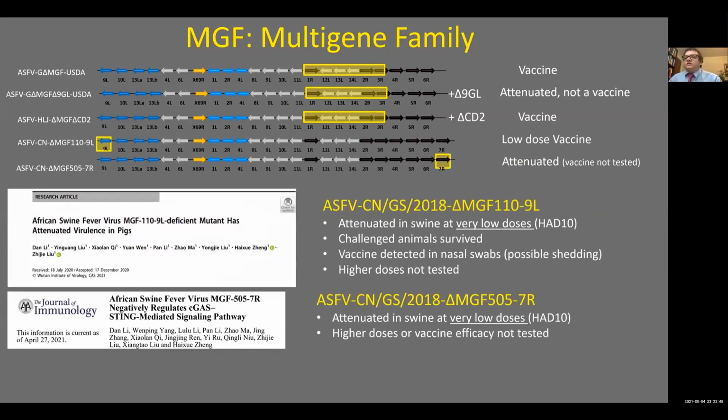There are other MGF deletions, and these are 2 recent reports from earlier this year. There's a deletion of MGF 110-9L, and this was attenuated in swine at very low doses of 10. Challenged animals did survive. The vaccine was detected in nasal swab, showing possible shedding, and there was no report of any higher doses being tested. Another MGF deletion was reported, which is deletion of 5057R, and this was also shown to be attenuated in swine at, again, very low doses of 10, and higher doses or vaccine efficacy was not tested in this report.